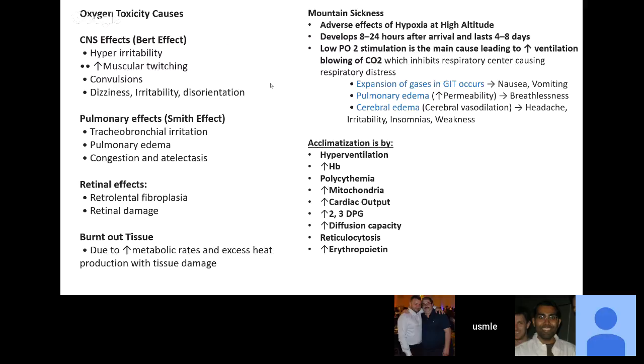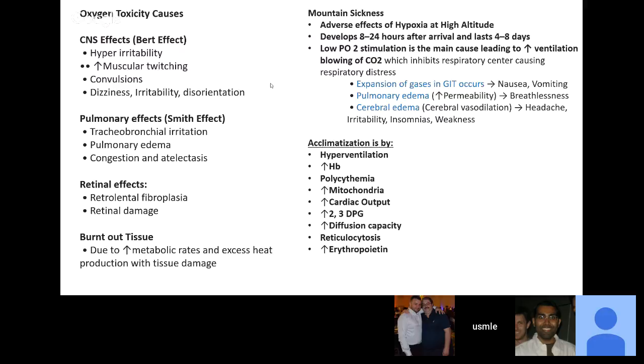Oxygen toxicity can have a CNS effect, which you call the Bert effect. What does it mean? It means you start to be irritable if you have too much oxygen. Like I said, too much oxygen or too much CO2 is not good. The muscles start to twitch, and you're going to have lactic acid production from that. You start to have dizziness, which can be one of the first signs. Irritability and dizziness would be the first signs of oxygen toxicity, and then disorientation comes, and then convulsions happen, and the muscle problems.